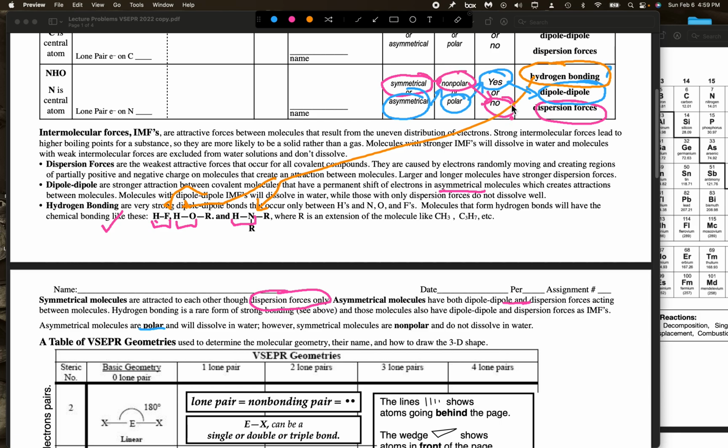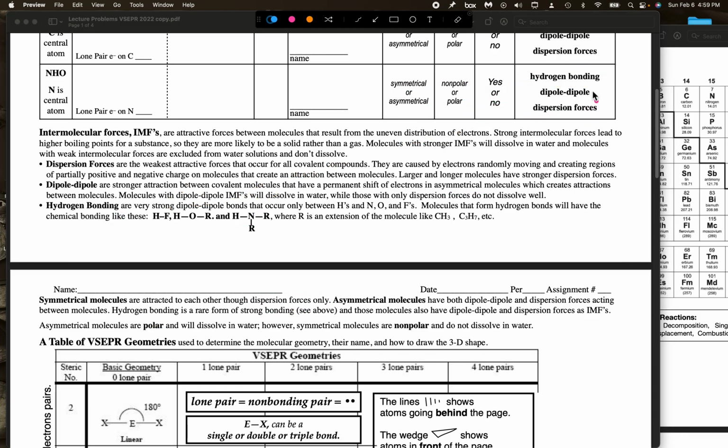Then it's no, it doesn't dissolve in water, and it only has dispersion forces. Now I just need to clarify. Once you say it has dipole-dipole, you also have to include dispersion forces, because remember, dispersion forces are in all covalent compounds. The dipole-dipole is only in these asymmetrical molecules.